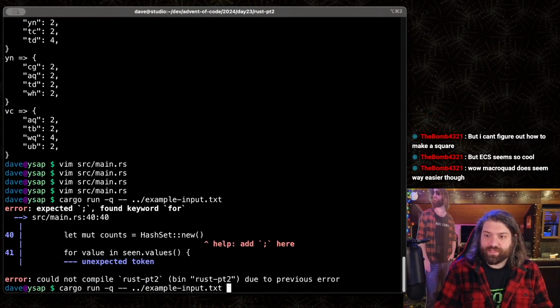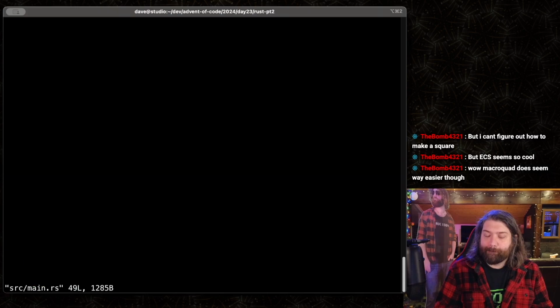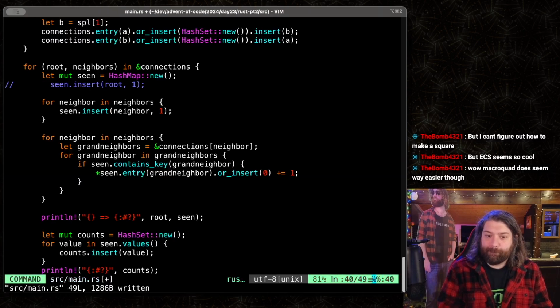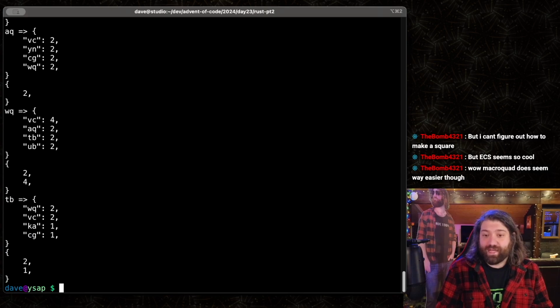Oh, macro quad's way easier. It's like raylib for Rust. I can't speak to how good it is, like, you know, but yeah.